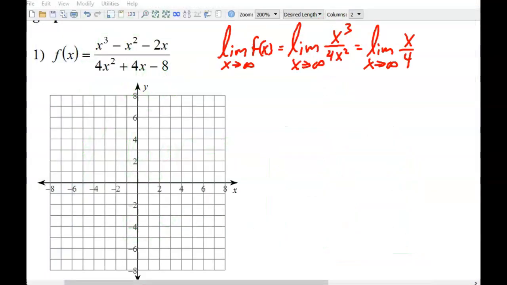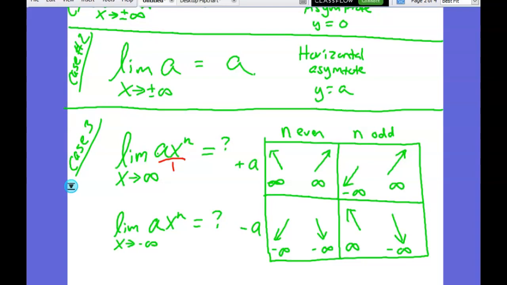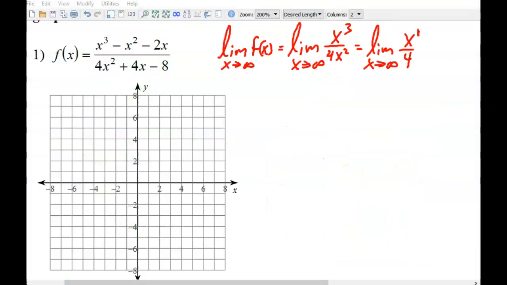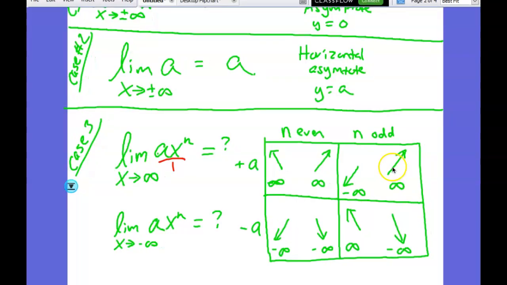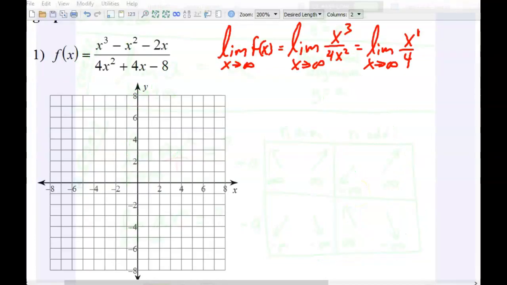Now, when I look at this thing, I see that there's no negatives. So that means we're dealing with a positive a. And also the power on my x is 1, which is odd. So we're looking at case 3. And in this particular case, we have a positive a and an odd n. So my arrows are going to look like this. It's going to go up on the right and down on the left. So what that means is my limit at the right is going to be infinity, but my limit at the left is going to be negative infinity.